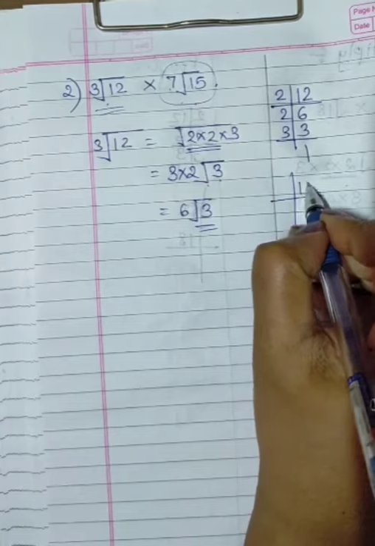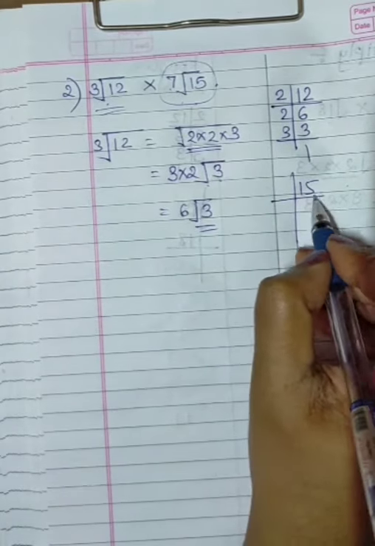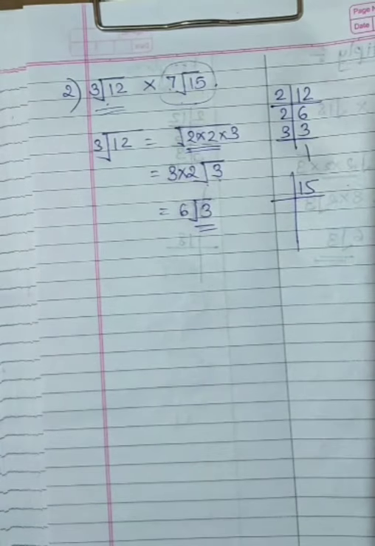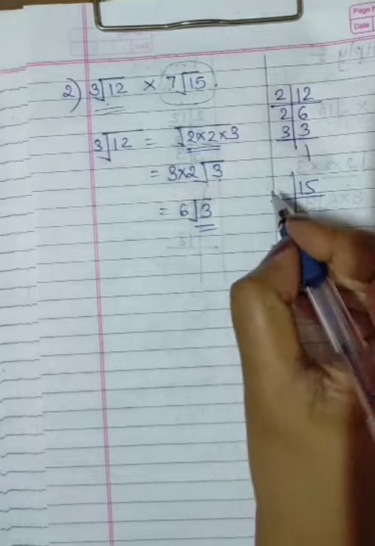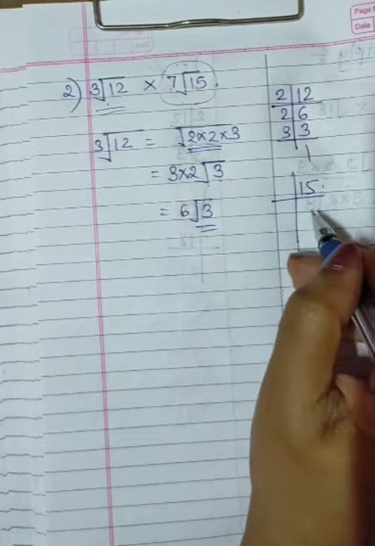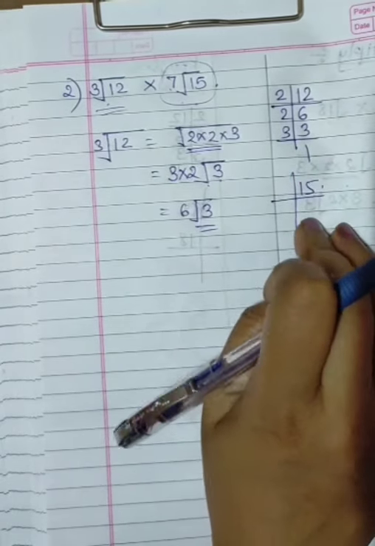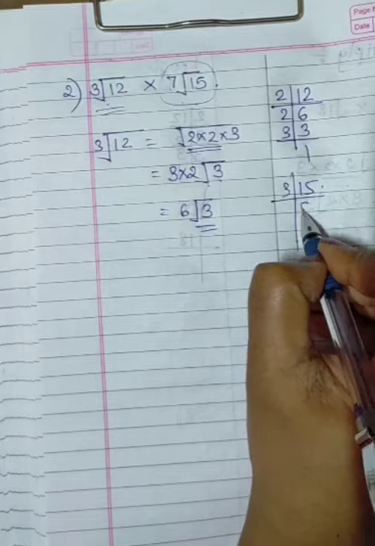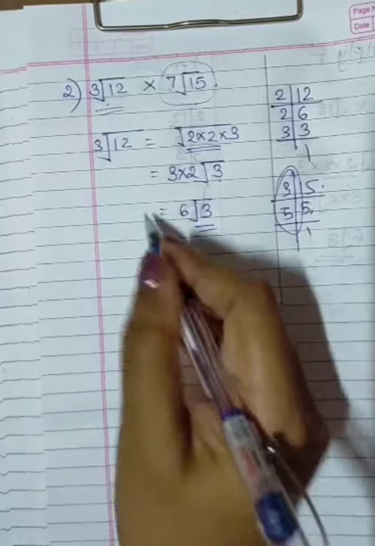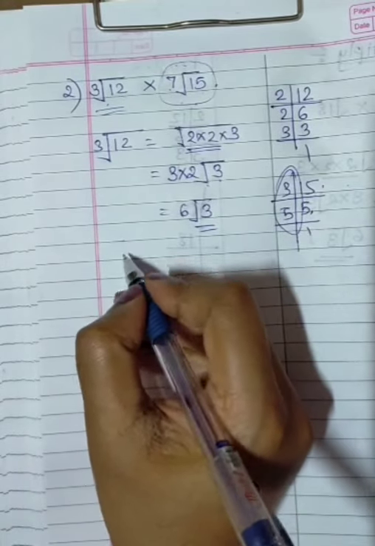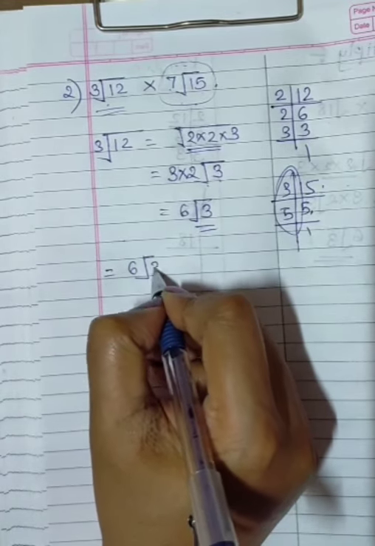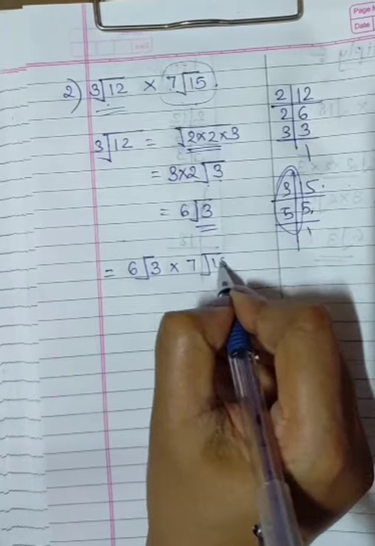So I am going to find the factor of 15. Now 15 is not a prime number, but if we try, it is not possible that we will get any pair number with the help of this. Then also I am trying 3 5s, 5 1s. So as you can see, there is no pair number. So it will come as it is. So I am writing here 6 square root 3 multiplied by 7 square root 15.